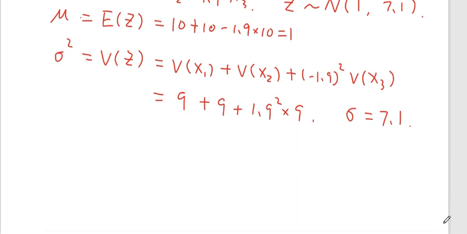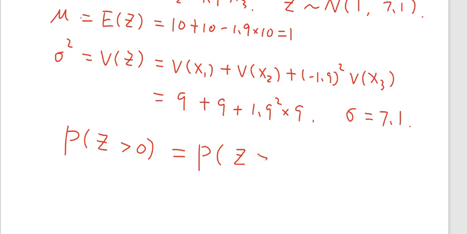So what we want to find is the probability that z is larger than 0. For this probability, we change to standard normal, using z minus mu divided by sigma. From the table check, this equals negative something. After some calculation, we can find this probability.